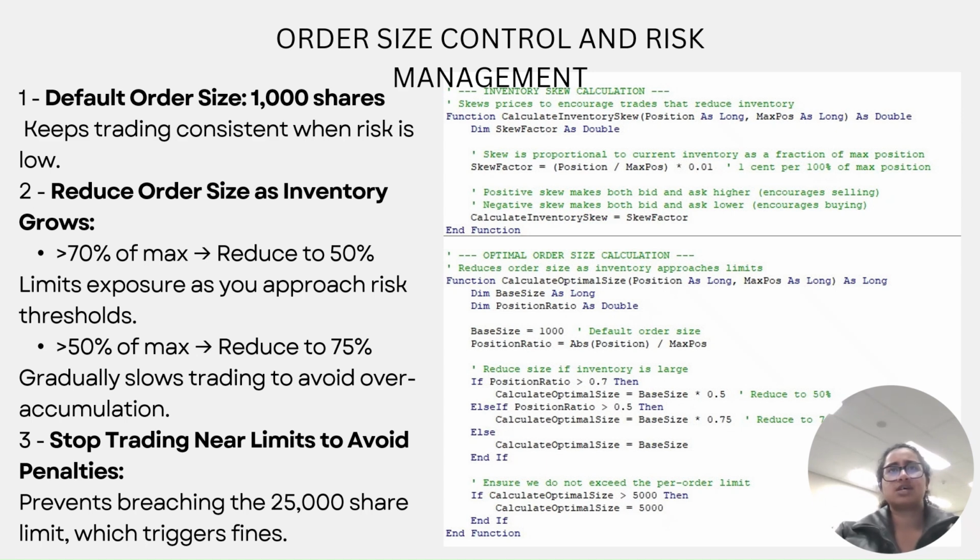When we reach 50% of the maximum order size, the base is reduced to 75%. And when we reach 70% of max, the base is reduced to 50%. This helps us reduce the trading gradually and not with a hard stop, and it also gives us a better strategy, which is a more optimal market maker. This also takes care of any kind of compliance risk, like breaching the 25,000 share limit.